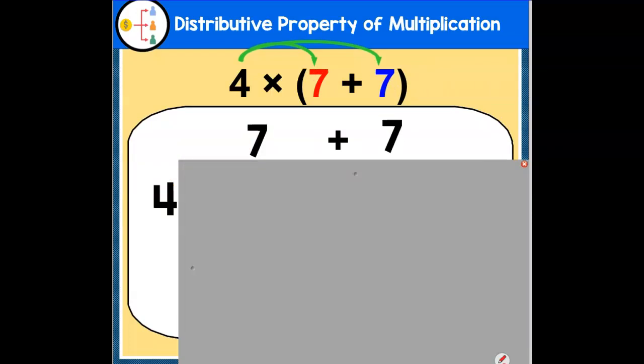Let's try a different one. Now we're going to distribute 4 times 7 and 4 times 7. So go ahead, write this on your paper or on your whiteboard and solve it, and then be ready to explain what you did, and don't forget to do that last step of calculating your final answer.